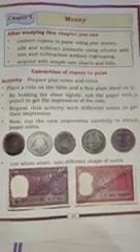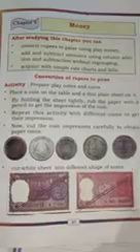So children, in the previous class, we have learned what are coins, what are notes, rupees, paise, isn't it? Then we have learned how to convert the rupees to paise and the conversion of rupees and paise to paise, isn't it? So now let's start with another topic, that is addition and subtraction of money, which is there on page number 55.